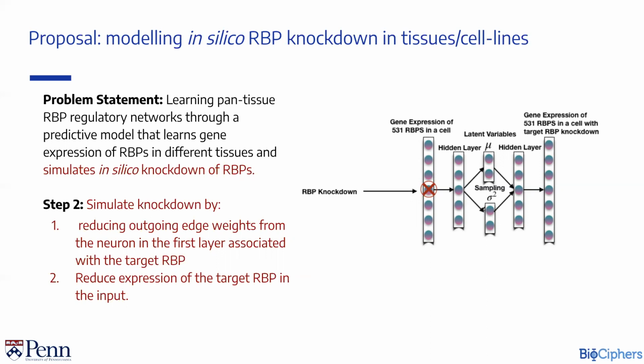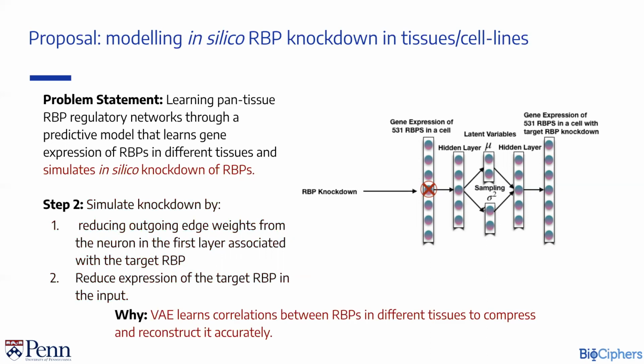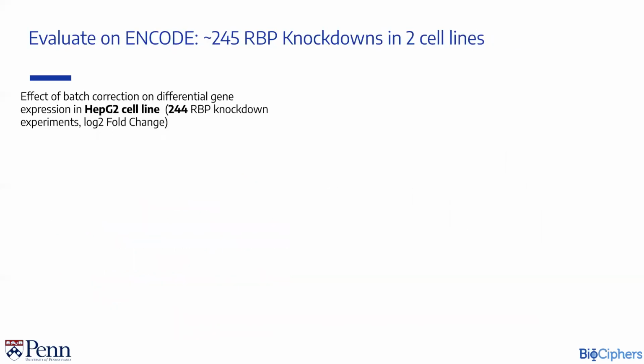These steps lead us to the question, why should it actually work? Our hypothesis is that in order to learn reconstruction of RBPs across different tissues, a VAE has to learn the correlation structure between these RBPs, and thus disrupting that structure by reducing edge weights and expression should simulate the effect of an RBP knockdown. To evaluate whether it actually works, we look at the ENCODE project. ENCODE project contains approximately 245 RBP knockdowns each for HEPG2 and K562 cell lines. However, these experiments were processed in batches, so we need to mitigate batch effect. We use Combat to do that.